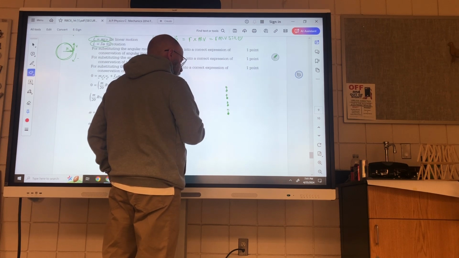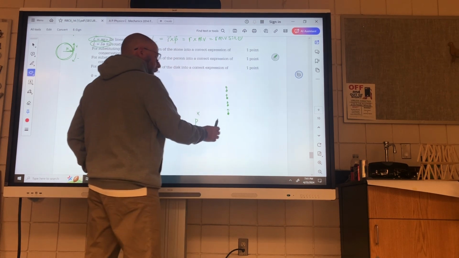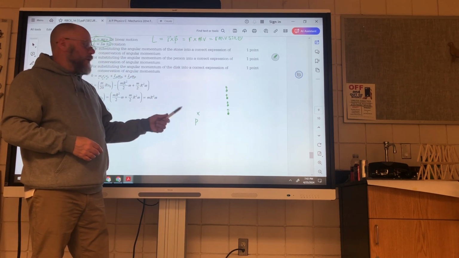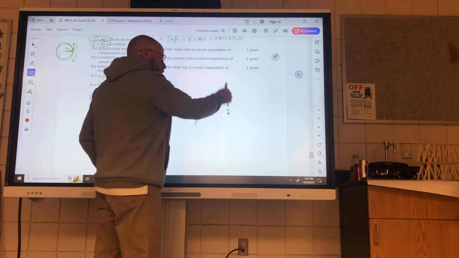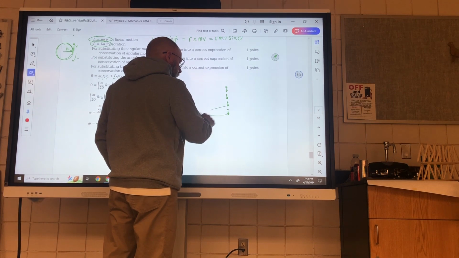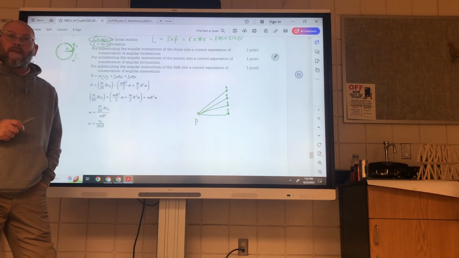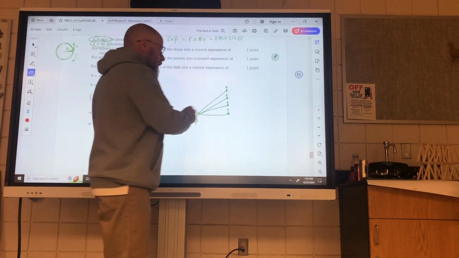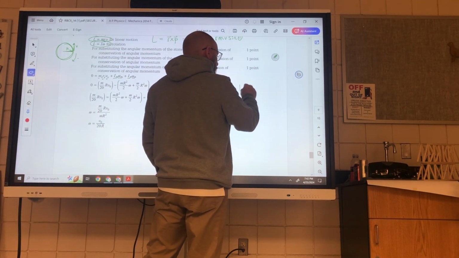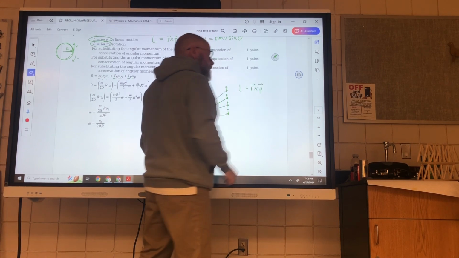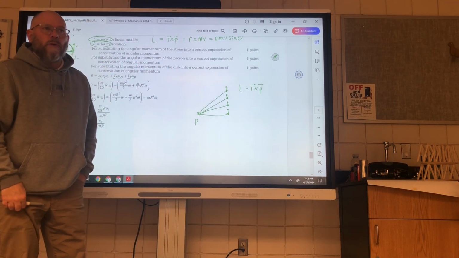If you talk about it relative to point P here, it's not exactly in rotational motion around it, but you can see that it's moving, and we can talk about its angular momentum as it goes. And if you want to talk about the angular momentum for a linear particle, it's R cross P. Is that cool?